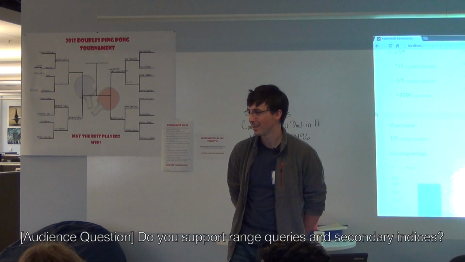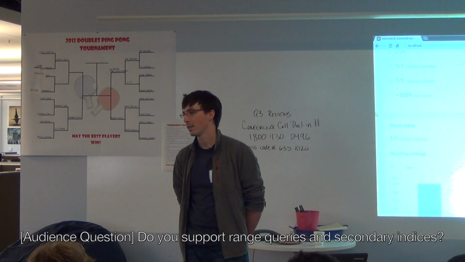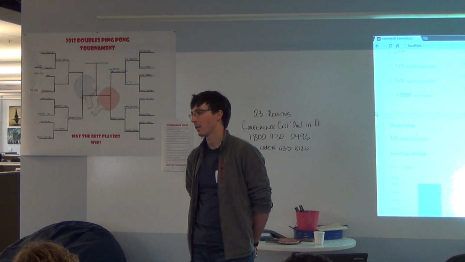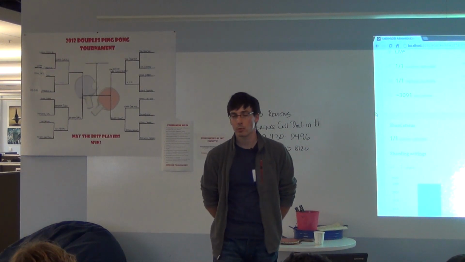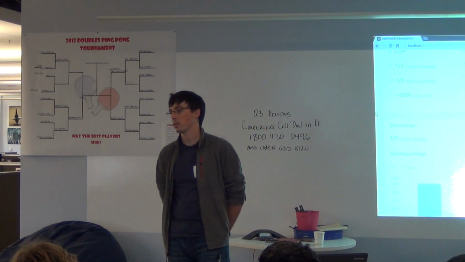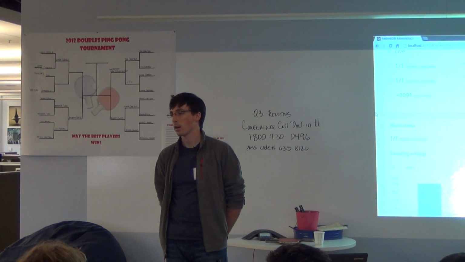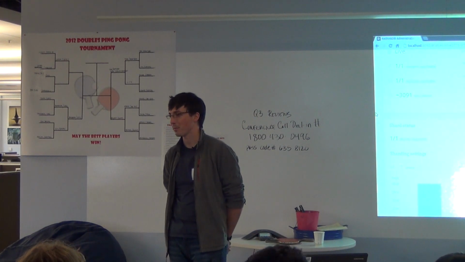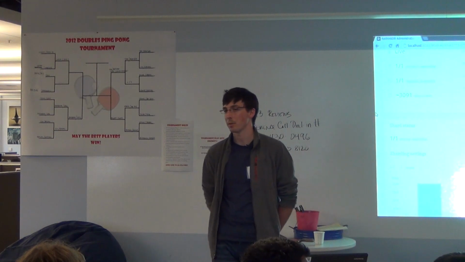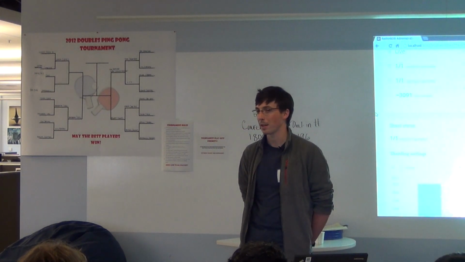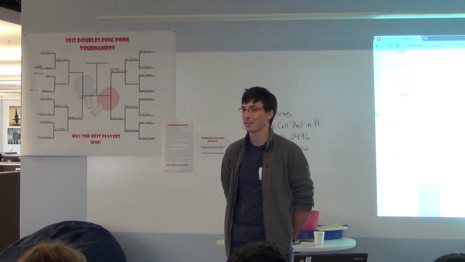Do you support range queries and secondary indexes, or are they in the pipeline? Currently it's just primary indexes. We do support range queries, but only on primary indices. And are secondary indexes also a feature? Not currently, although that's definitely on the feature list. It's been one of our most requested features. It's just a question of prioritizing things. We've got a lot of feature requests currently.